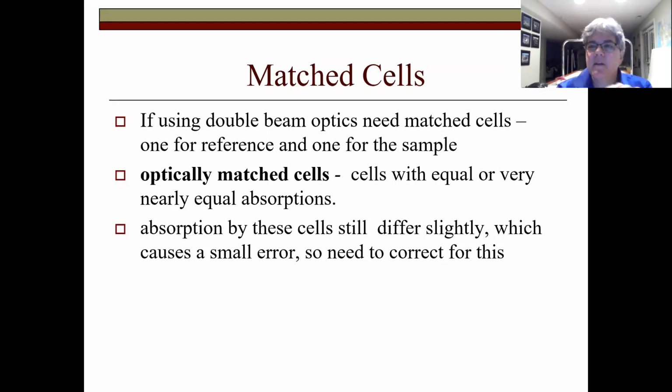So you still have to, first thing you do is run a background of these two empty cells versus each other and subtract that from everything. Okay, so these matched cells are something that you have to use. Now, matched cells are expensive. If you just buy one cell, it's much cheaper than buying these two matched cells because these cells have been specifically chosen to be the same. So if you're ever using matched cells, you want to be really careful with them because if you break them or damage them, they're going to be expensive to replace.